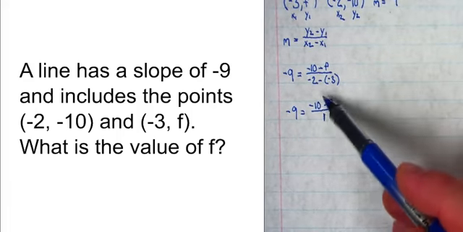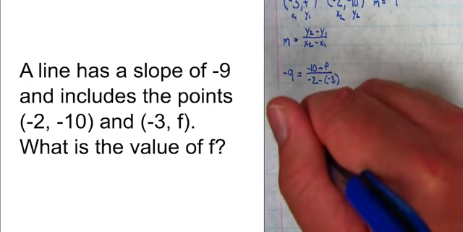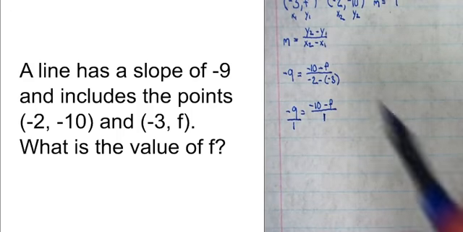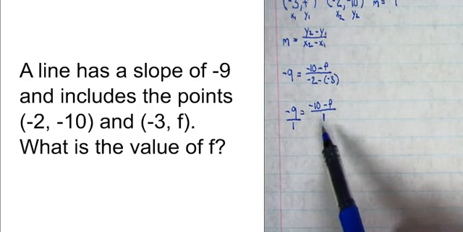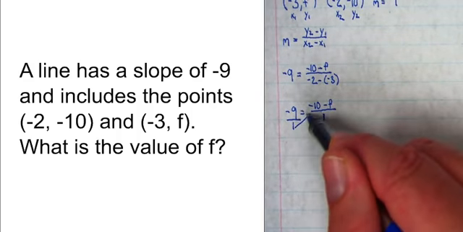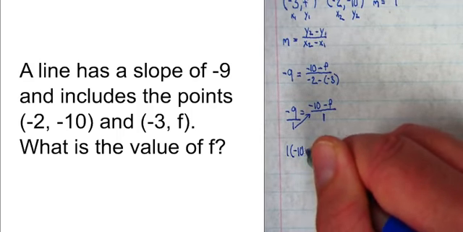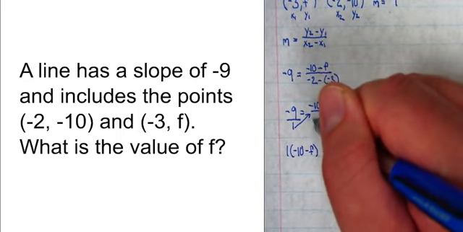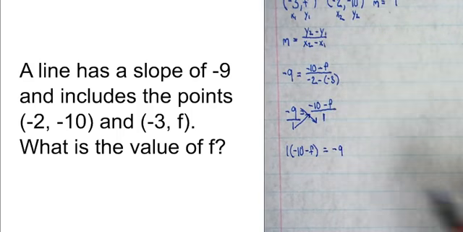Or, another thing I can do is recognize that this is a fraction equal to something else, and that this is a situation where I am welcome to cross multiply. Now in this case the results are kind of trivial, but if this number ends up being something other than 1, this is sort of your go-to technique. So we're going to do 1 times -10 minus f equals -9 times 1 would be -9.